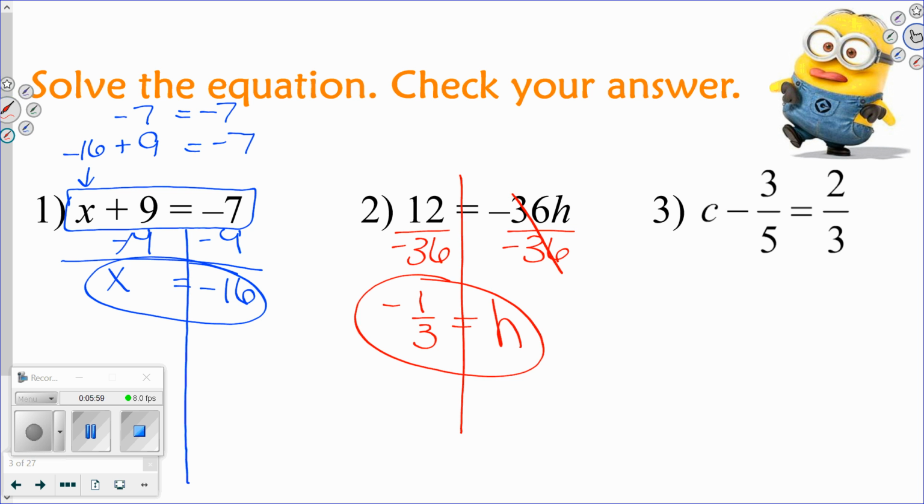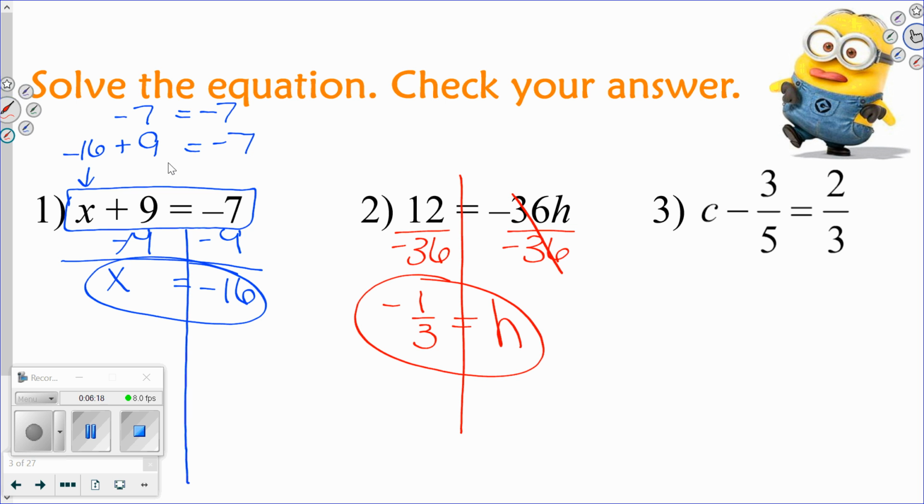Yeah, so a lot of people, I get that -3 all the time. I get that answer. But think about it. If I have 12 cookies and I'm giving them to 36 people, they don't each get 3 cookies, right? They each get 1/3 of one. Okay, so that's 12 divided by 36. The bottom number is bigger, so it's going to stay a fraction.